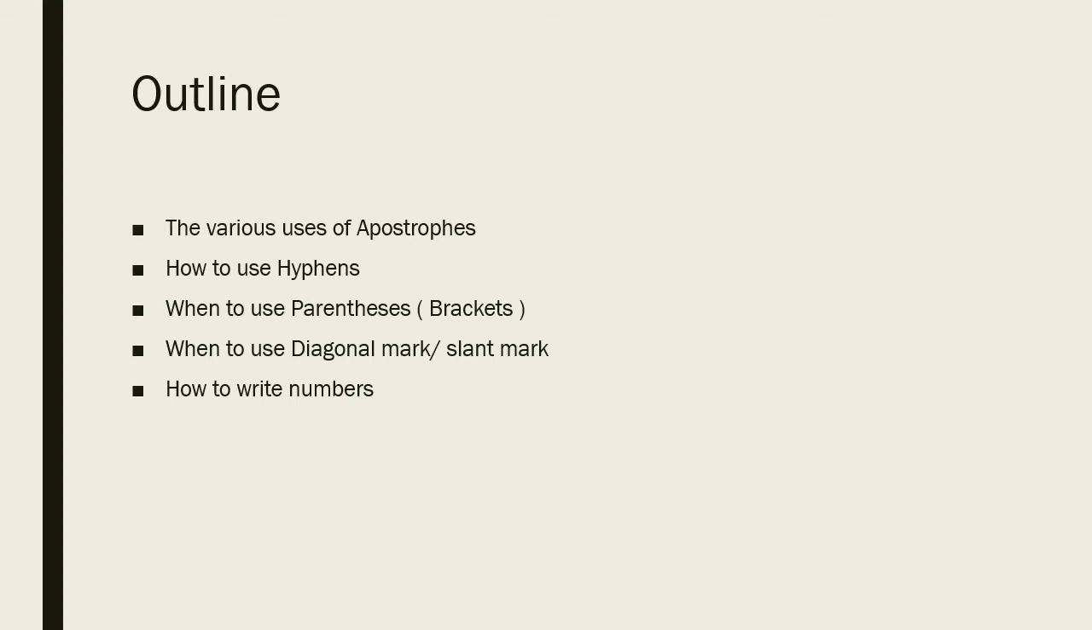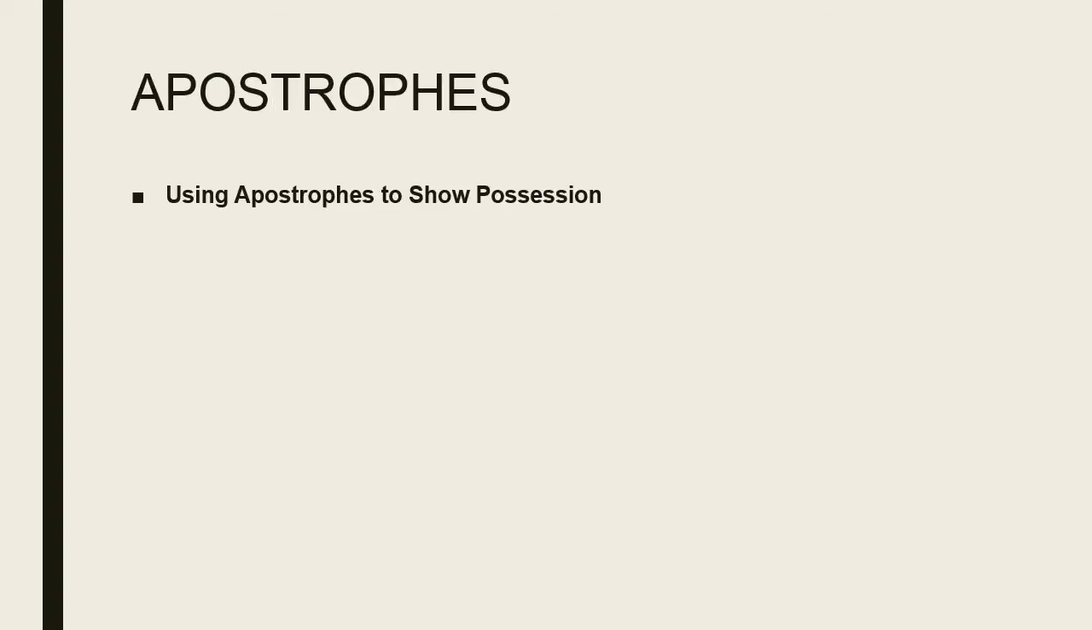So we'll be starting with the apostrophes. Apostrophes are one of the key punctuation marks in English, and sometimes they are rather misunderstood about their usage. One big thing that apostrophes do is that we use apostrophes to show possession.